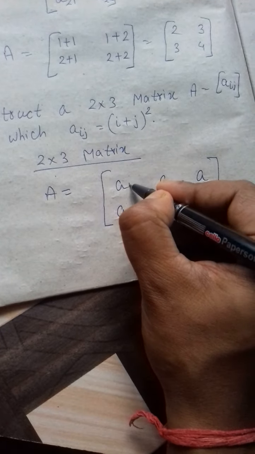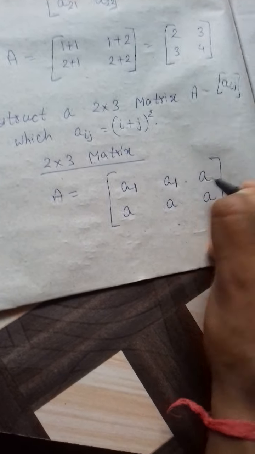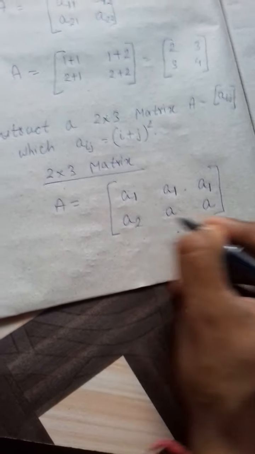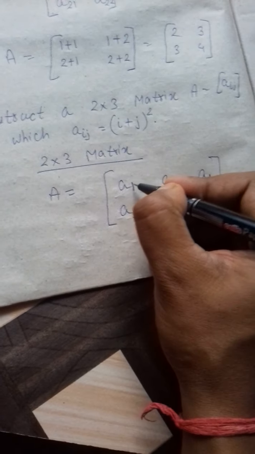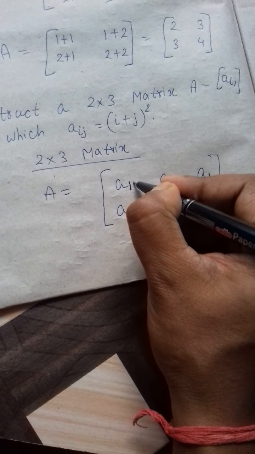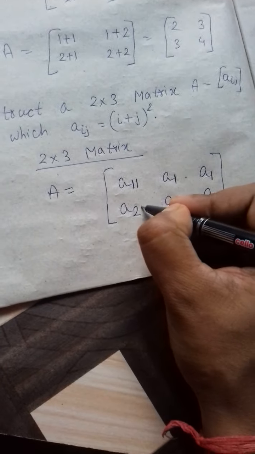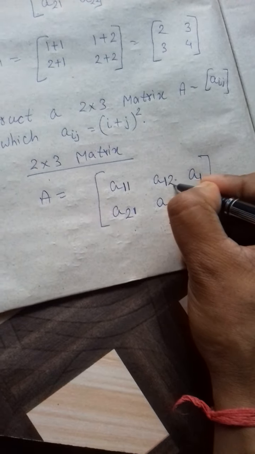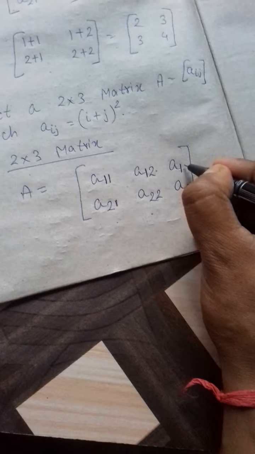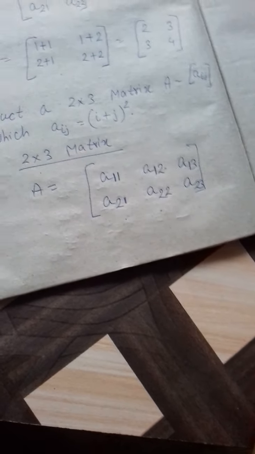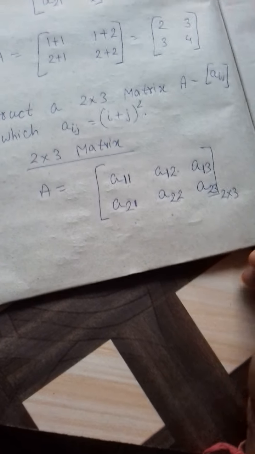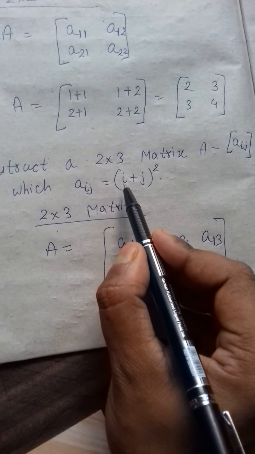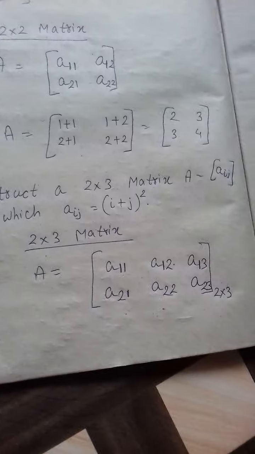We will indicate the number of rows. It is the first row. This is the second row. Now we will indicate the number of columns. It is the first column. It is the second column. This is the third column. Now we have got a 2 by 3 matrix. Here elements are given by (i plus j) whole square.